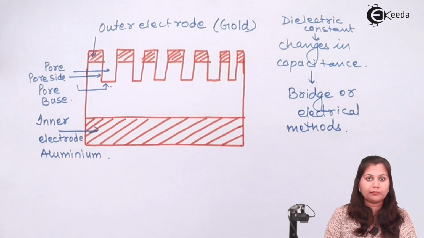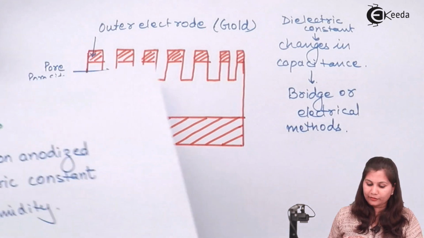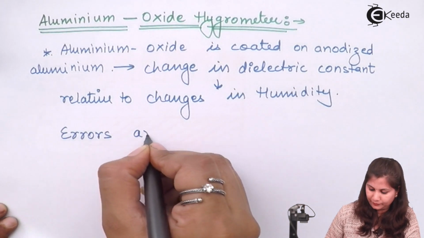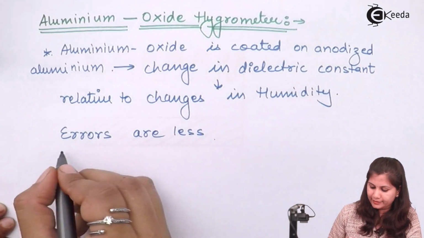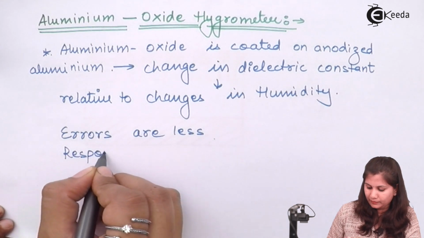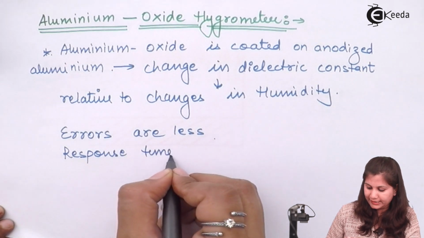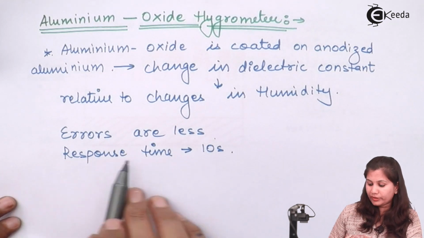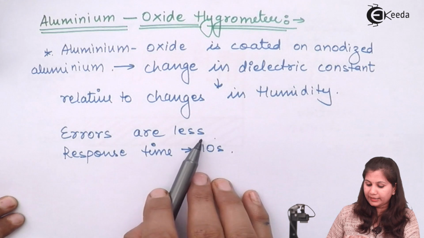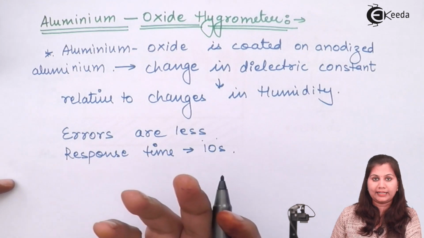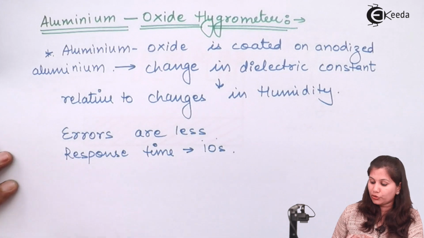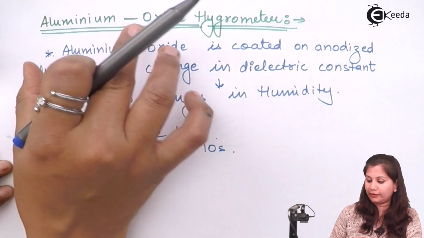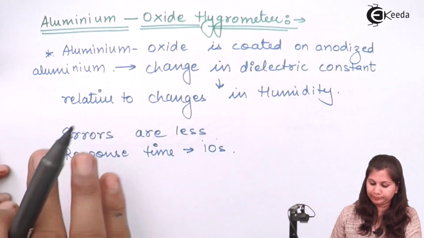So this is the aluminum oxide hygrometer. In these hygrometers, the errors are very less, and their response time is about 10 seconds. So the response time is very fast, errors are less, and also the changes in the dielectric constants are very large. So only a single element can be used to make this aluminum oxide hygrometer and to measure the humidity.